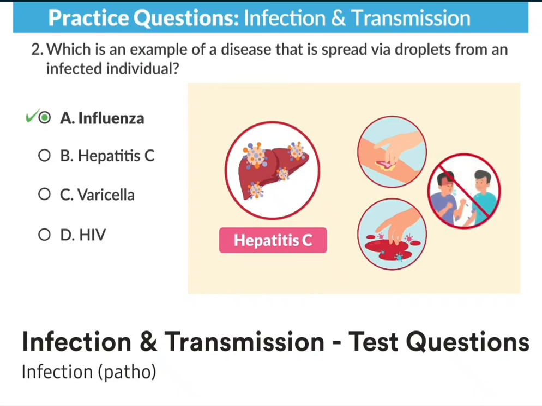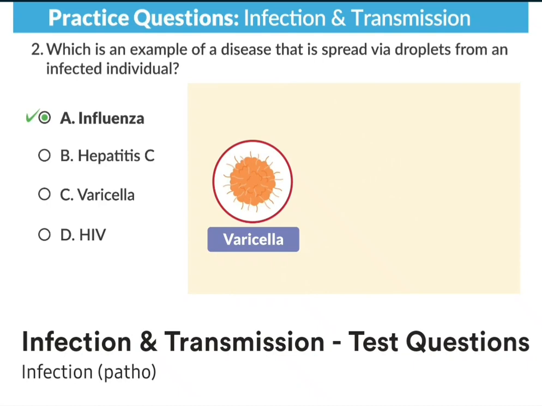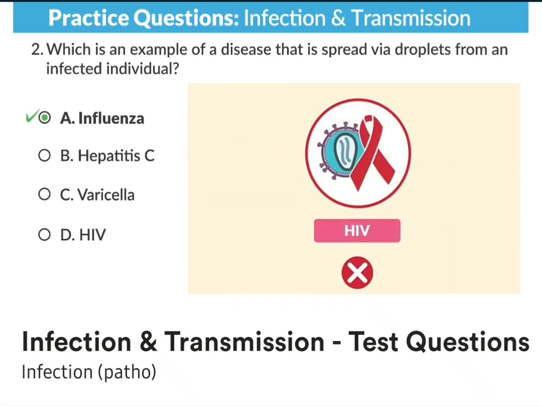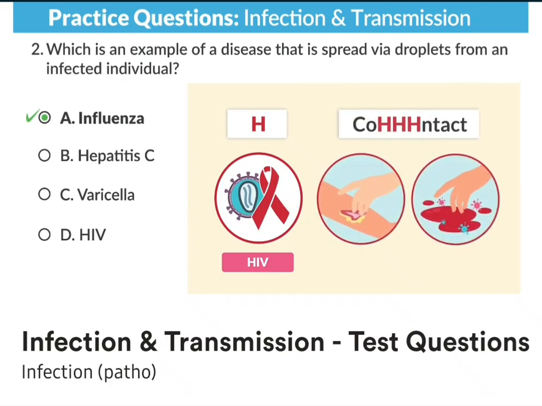spread via droplet. Now, options C and D are also incorrect because varicella, even though it's very close, this one is actually spread via airborne. So remember, be on air with MTV. The V is for varicella. And option D, HIV, remember the H's are for contact precautions and not for droplet.